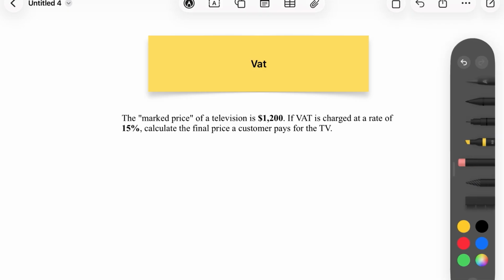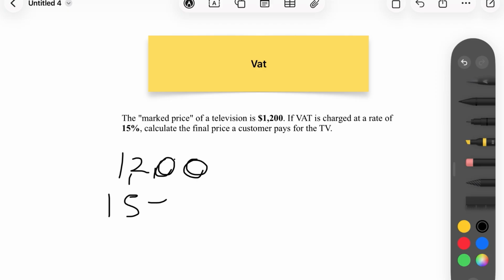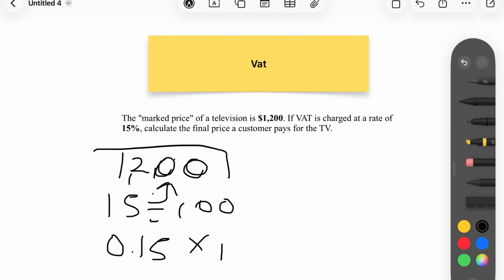So how do we do this? So first what we should do is find 15% of 1,200. So again, we put it in our decimals, and this is what we get if you divide this by 100 in your calculator. And after getting this, all you do now is multiply it by this up here, and then you will get your answer.